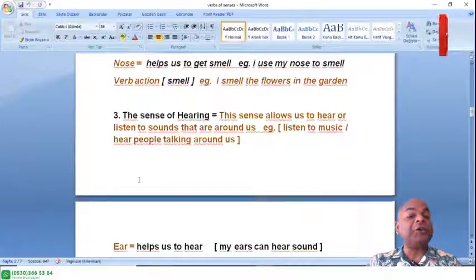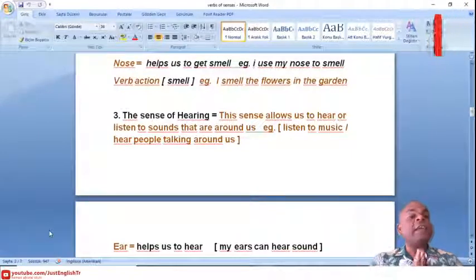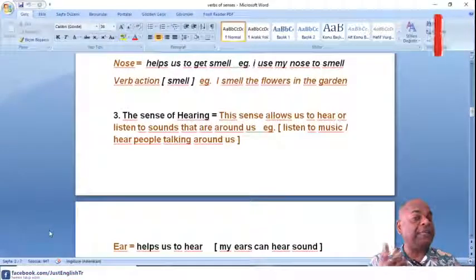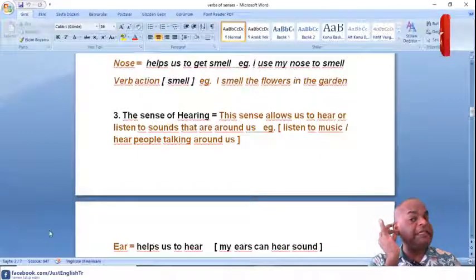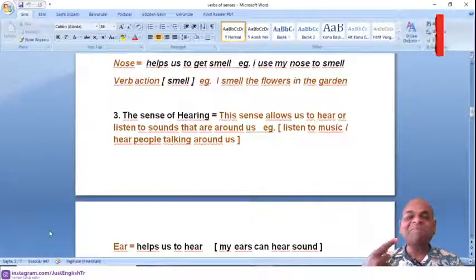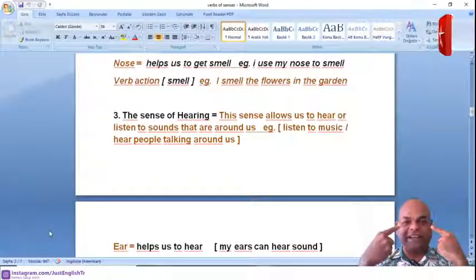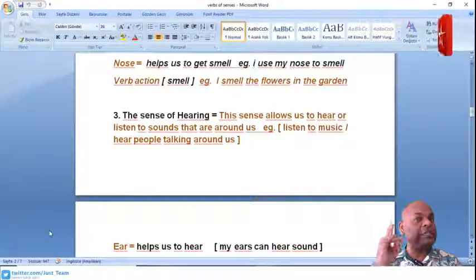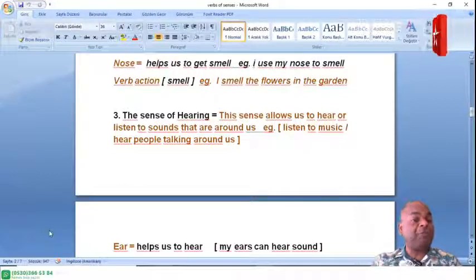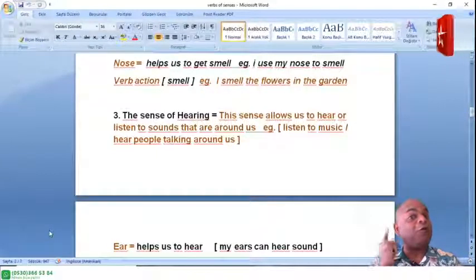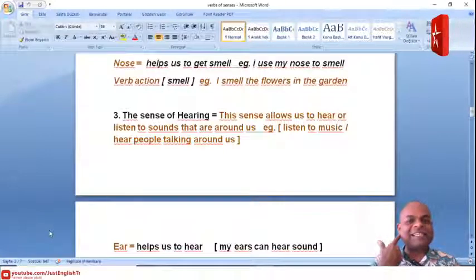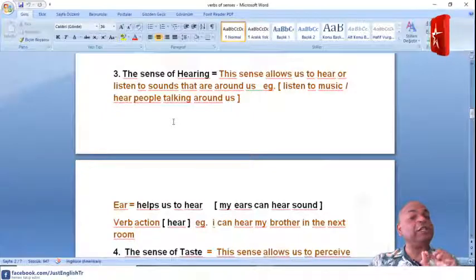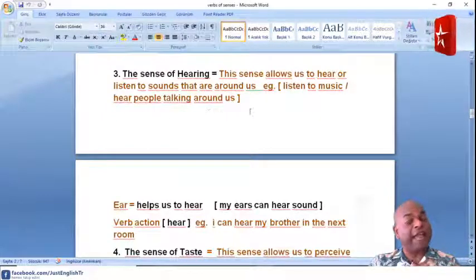Now guys, let's go to number 3. It says here, the sense of hearing. Now students, remember, the sense of hearing is coming from our ears. It's not coming from the nose, and it's not coming from the eyes. Eyes are used for sight, nose is used for the sense of smell, and your sense of hearing is coming from the ear. This sense allows us to hear or listen to the sounds that are around us.